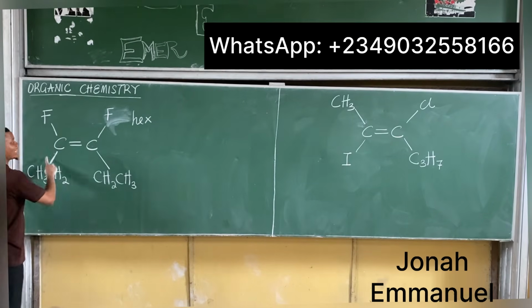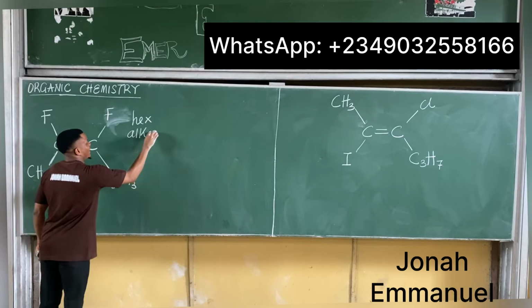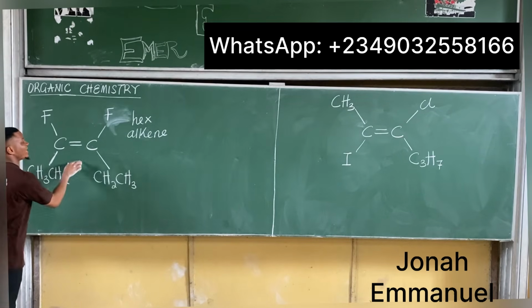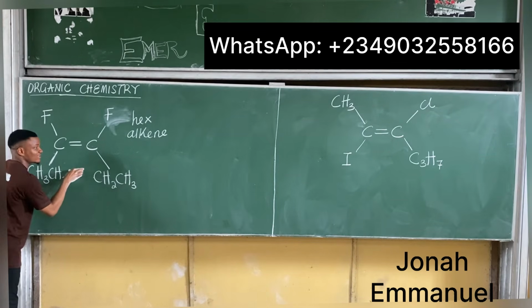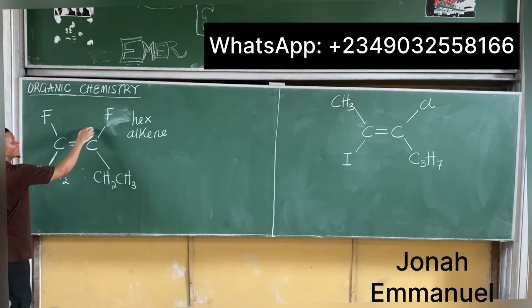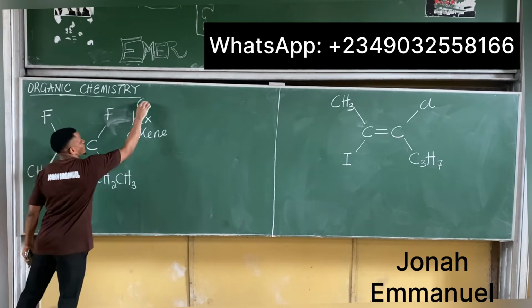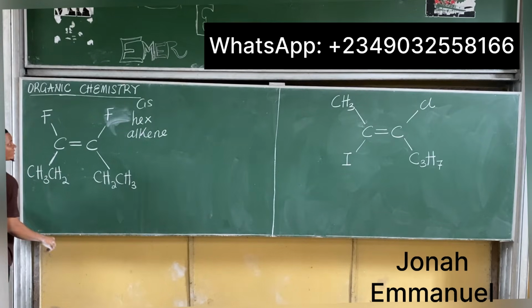Number 2, look at this. I have a double bond. So it becomes what there? An alkene. Number 3, here's a geometric isomer. This structure here, is it a cis or a trans? It's a cis because these two are on the same plane like this. So it becomes cis. Next up, let's do numbering, please.